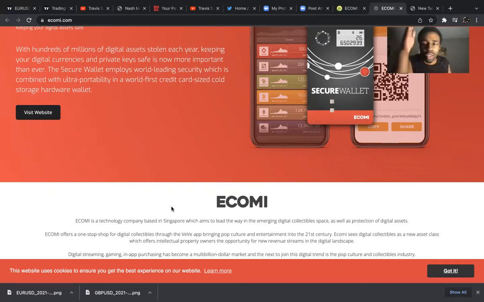Ecomi sees digital collectibles as a new asset class, which offers intellectual property owners the opportunity for new revenue streams in the digital landscape. Digital streaming, gaming, and in-app purchasing have become a multi-billion dollar market. And the next to join this digital trend is the pop culture and collectibles industry.